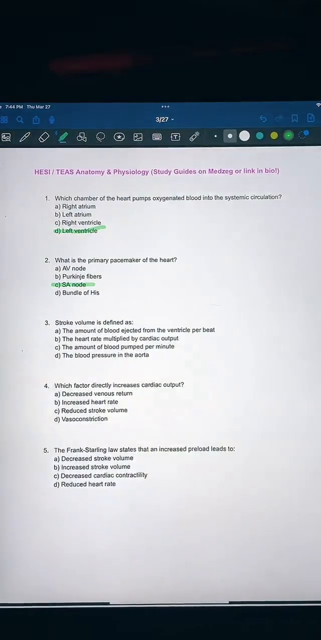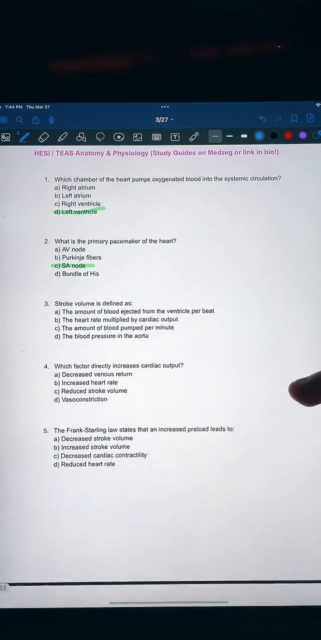And it is C. It is the SA node. Moving on to number 3, stroke volume is defined as.